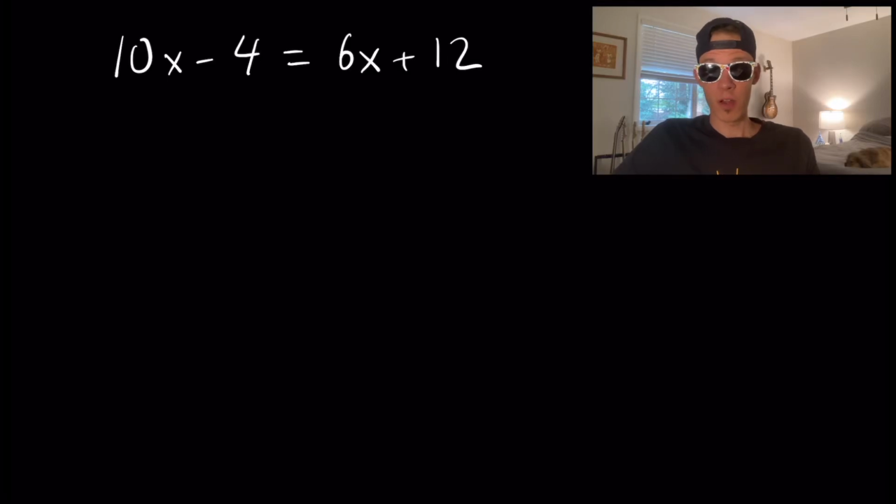Alright, what happens when we have variables on both sides of the equal sign? Well, the idea is the same. We want to isolate x. We want to get x by itself. We want to undo everything that's being done to the x.